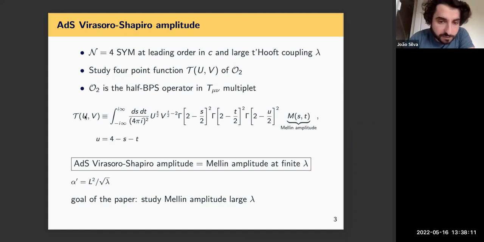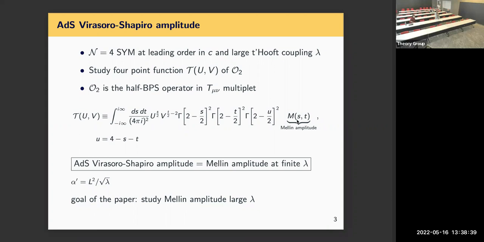We will express this four-point function through this integral. In this integral, there are two independent variables, s and t, which are called Mellin variables. They are dimensionless. So before we had Mandelstam variables, now we have Mellin variables. In this integral, U and V enter in this way, and there are some gamma functions in the integrand. And there's a function M(s,t), which is the Mellin amplitude. This Mellin amplitude will be the object that we study in the paper. So our goal is to calculate this Mellin amplitude.